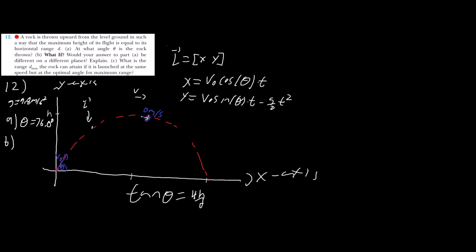What if, would your answer to part A be different on another planet? Well, it's always going to be tan inverse of 4. So no, it would be the same on all planets, I would say. So tan inverse of 4 is always going to be the answer that you're going to get according to the math.